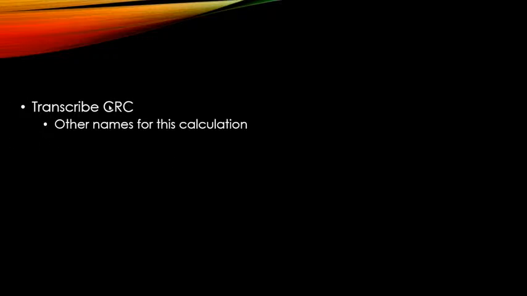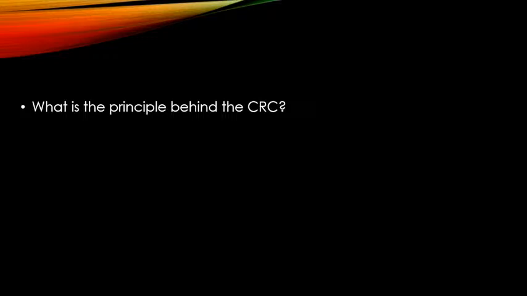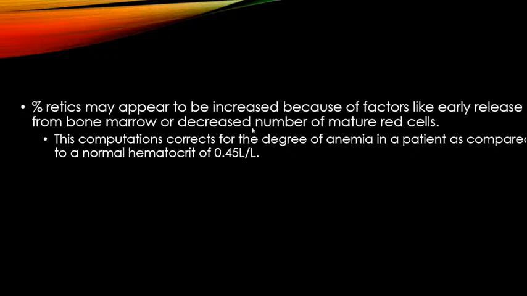All right? Corrected. By the way, this is corrected reticulocyte count. And the other names for this calculation is your reticulocyte index or your reticulocyte hematocrit. Okay? So how do we compute for this one? Or what is the principle rather for this one? Percent reticulocyte may appear to be increased because of a lot of factors like early release from bone marrow or decreased number of mature red cells.